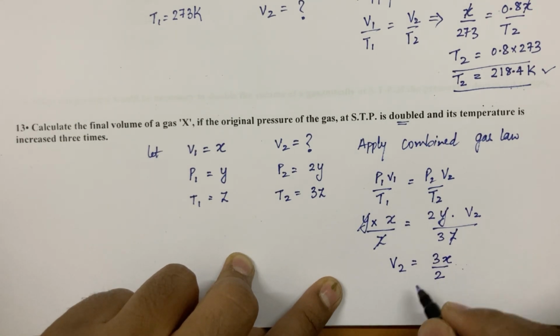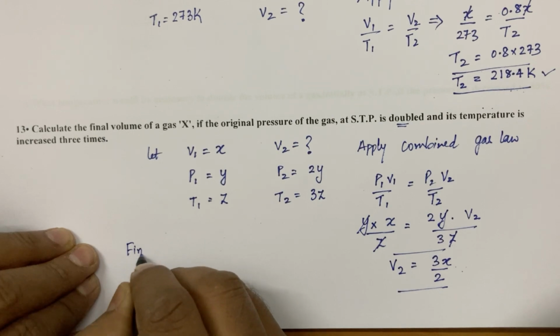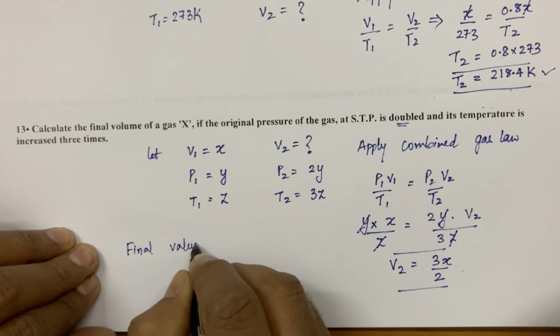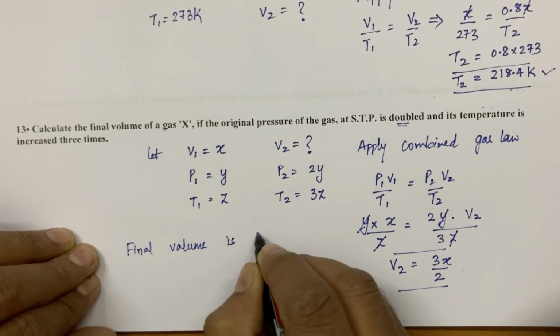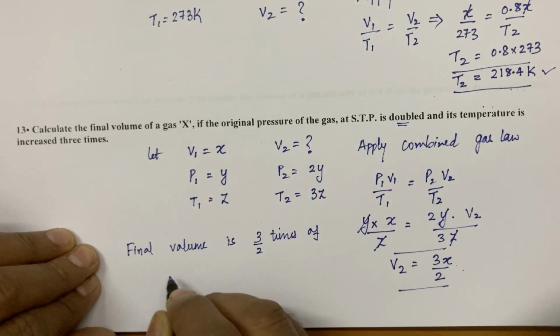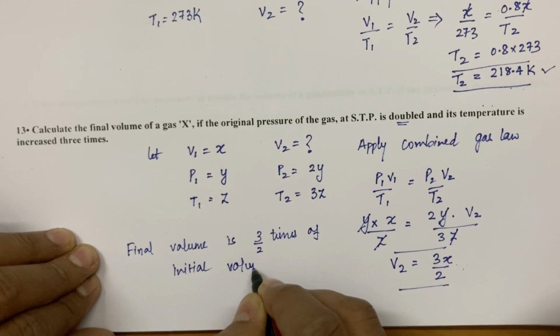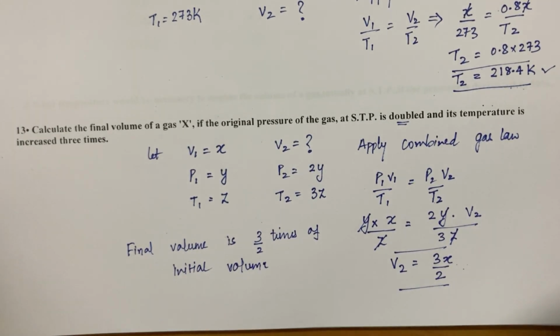That means final volume is 3 by 2 times the initial volume. That should be your answer. Let that volume be anything, V2 will always be 3 by 2 times its initial volume.